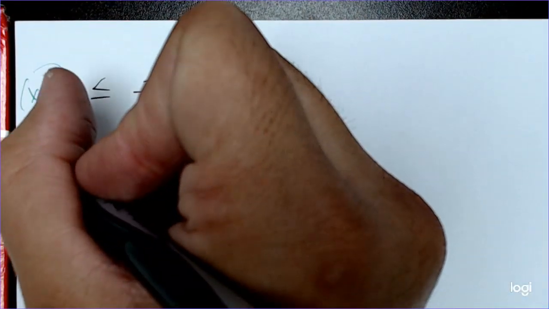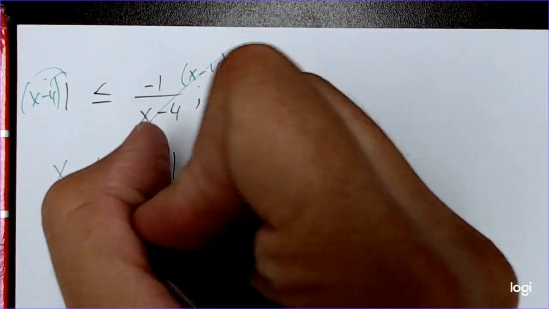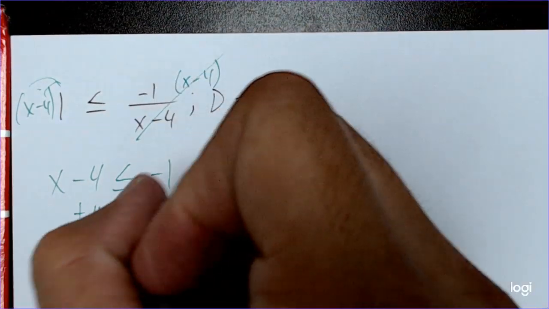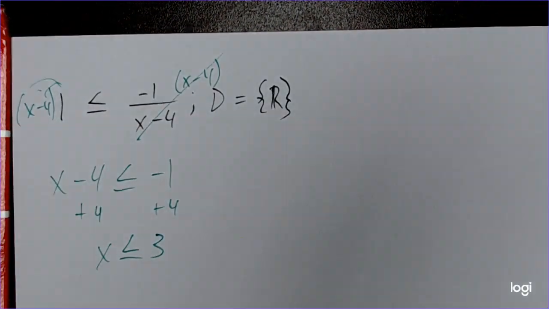So now 1 times x, 1 minus, oh hey, that's pretty simple. I end up with x minus 4 less than or equal to negative 1. And our last step, I'm just going to move the 4 over here. And now I've got x less than or equal to 3. Now, that's pretty logical. That's what we're used to, right?